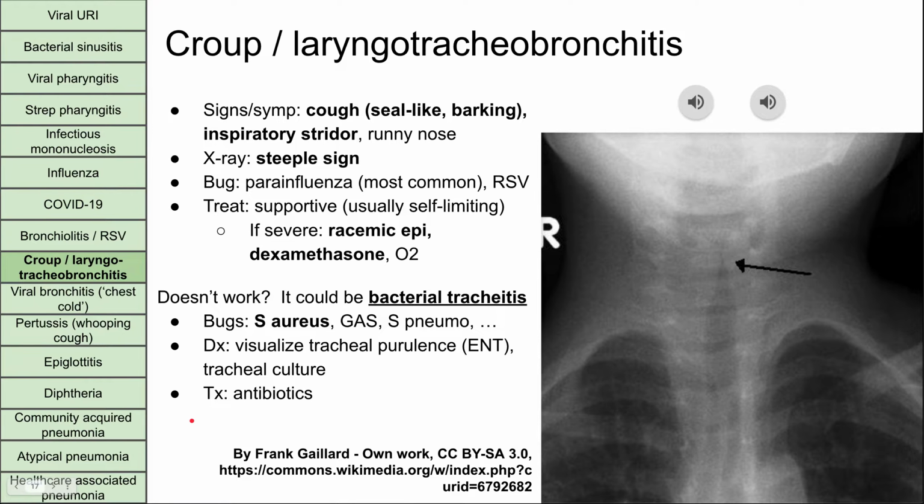Next is croup, or the longer name, laryngotracheobronchitis. The symptoms here are cough, inspiratory stridor, and runny nose. This inspiratory stridor is pretty unique, so that could be a tip-off that they have croup. The cough is also pretty unique in that it's seal-like or barking. Let's take a listen to what those sound like.